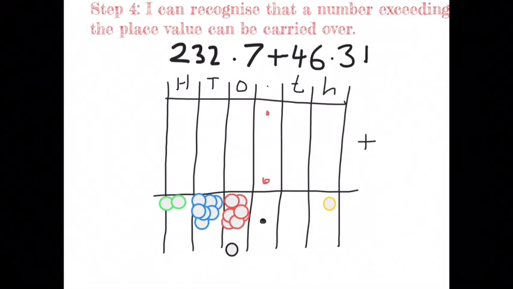So we know 232.7 add 46.31 will give us 200 and 7 tens, so 279. Remember to add on the extra 0.01. And that was how we used the concrete method to add using column addition.